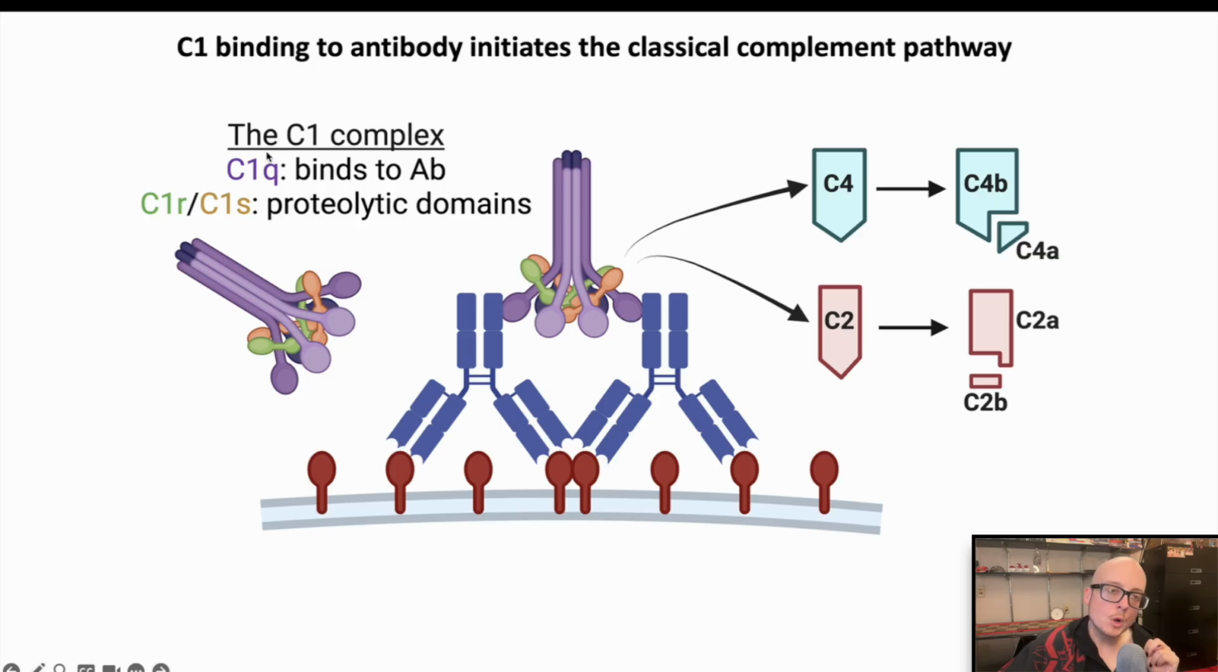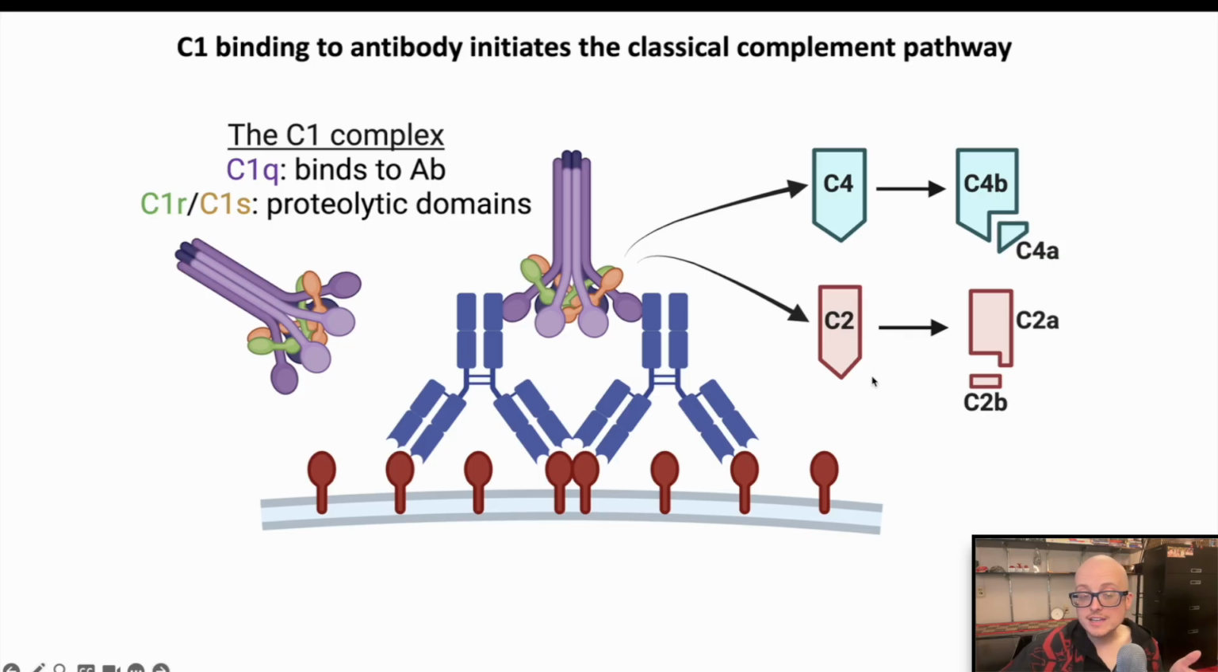And the component of the C1 complex that specifically binds to antibody is known as C1q, which is shown here in purple. So notice that it's the purple portions of this molecule that are interacting with the antibody. In addition to C1q, the antibody binding domain, there are additional subunits that we refer to as C1r and C1s. And these are the proteolytic domains. The active sites of C1r and C1s have protease activity. And the substrate of C1r and C1s are the molecules C4 and C2.